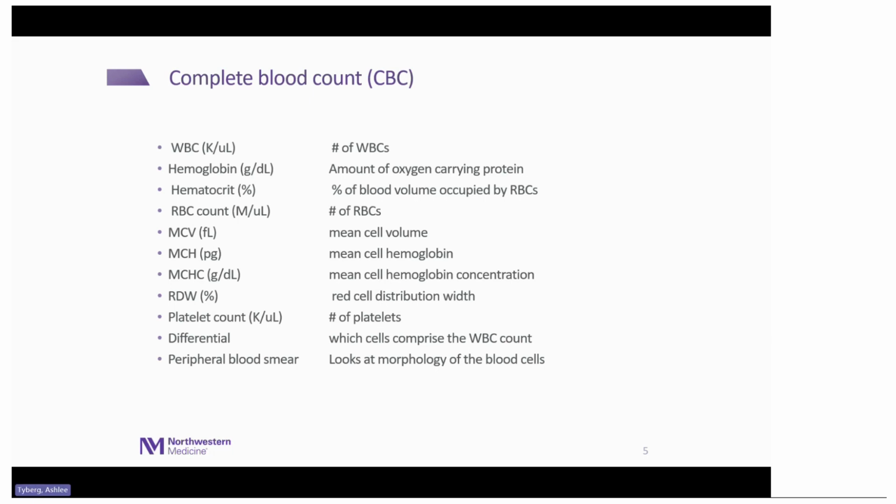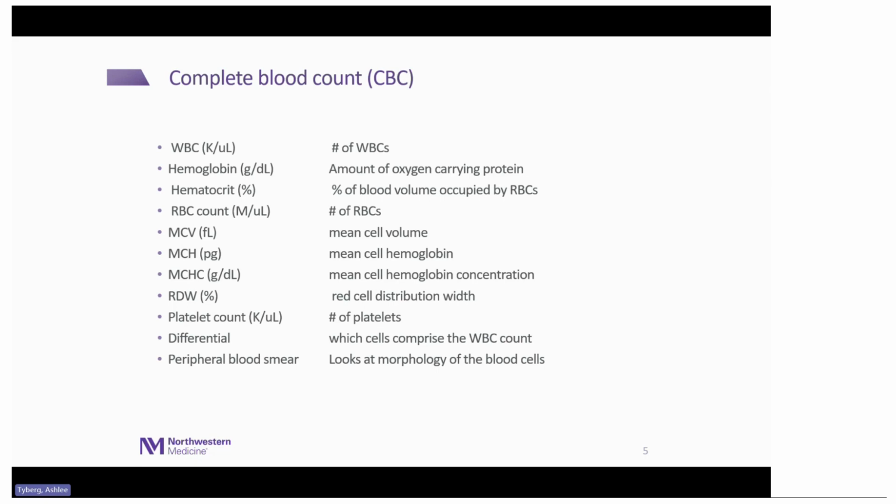Now, every time you're going to do a white blood cell count check, your next question should be, well, which kind, right? So that we call the differential. So is it a high neutrophil count? Is it a high lymphocyte count? Is it a high eosinophil count, basophil count, monocyte count? These are all the different types of white blood cells that you'll see in the peripheral blood. So if it's high or low, you want to know which type is high or low.